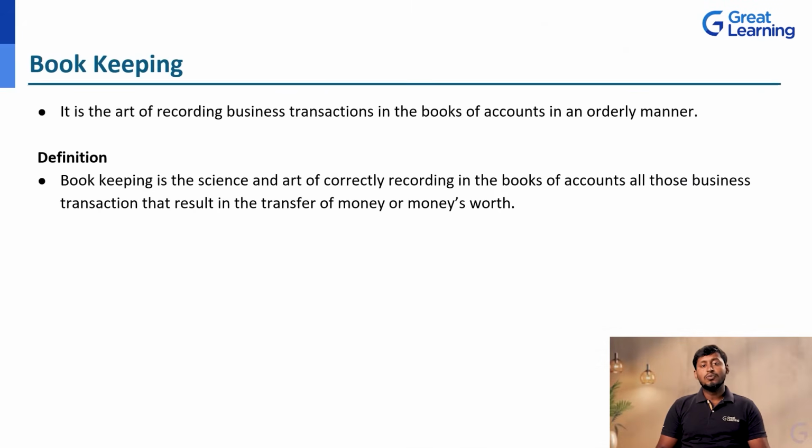The first we have already discussed, the basic concepts of accounting, correct? In that, first one in accounting is bookkeeping. Bookkeeping is also called the primary entry of books, or primary entry of a record of all the transactions. It is the art of recording business transactions in the books of accounts in an orderly manner.